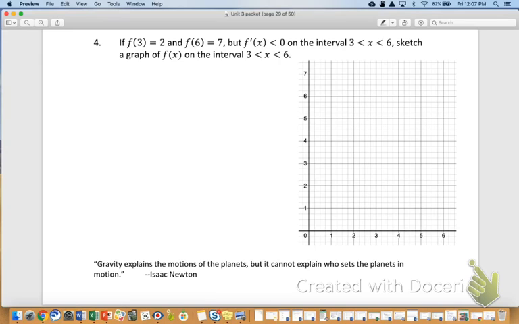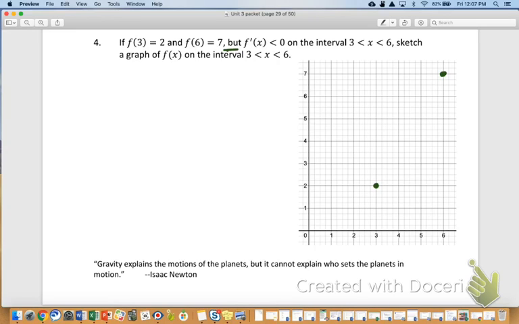Okay, so number 4 asks us to sketch a graph. It tells us that f of 3 is equal to 2. So that's right here. And f of 6 is equal to 7. So that's a point, and that's just right up here. But what's coming up next is going to kind of contradict what we think might happen. But f prime is negative on the open interval from 3 to 6. And if all of these things are true, we're supposed to sketch a graph of f of x on that interval.